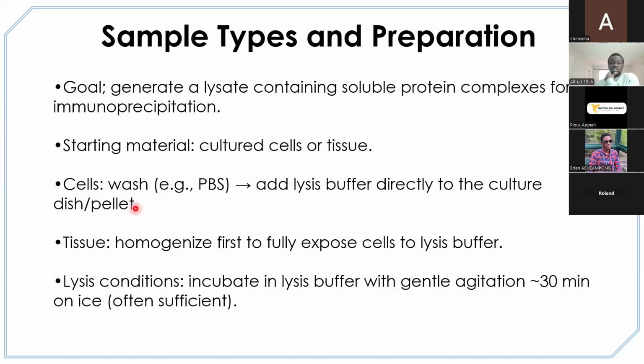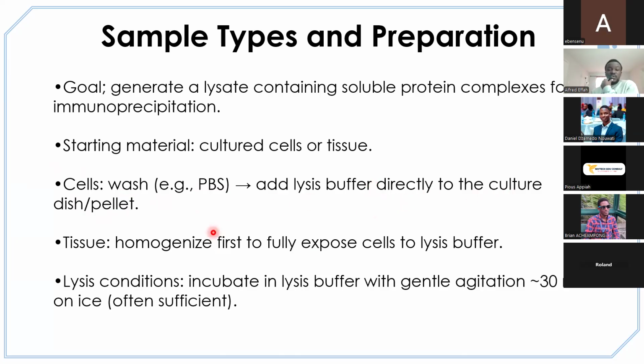So if you are working with cells, of course, you wash, you add your lysis buffer to the culture, and then you proceed with the experiment. If you are working with tissues, make sure to homogenize the tissue, because some of these proteins might be bound in a particular membrane. So the main important thing is to homogenize the tissue, expose them so that your lysis buffer can actually work on them for you to get access to the proteins of interest. Now, the lysis can be done with agitation. So mostly we have a rotator whereby you place your sample and everything on it. It just kind of mixes it gently for you over time.